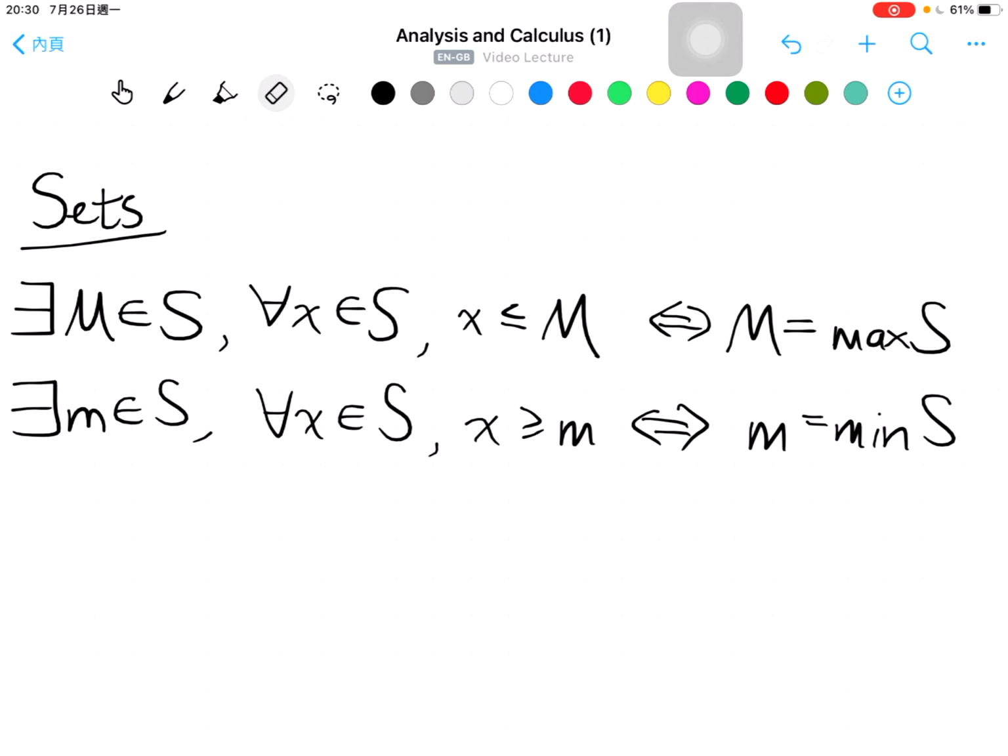Now, what if we have things like this? Let's say we have a set A. It's defined to be 1 over x, where x is positive. It's every single number of the form 1 over x, where x is a positive number. Is there going to be a maximum? No, right? It gets larger and larger. It can get as large as you want, right?